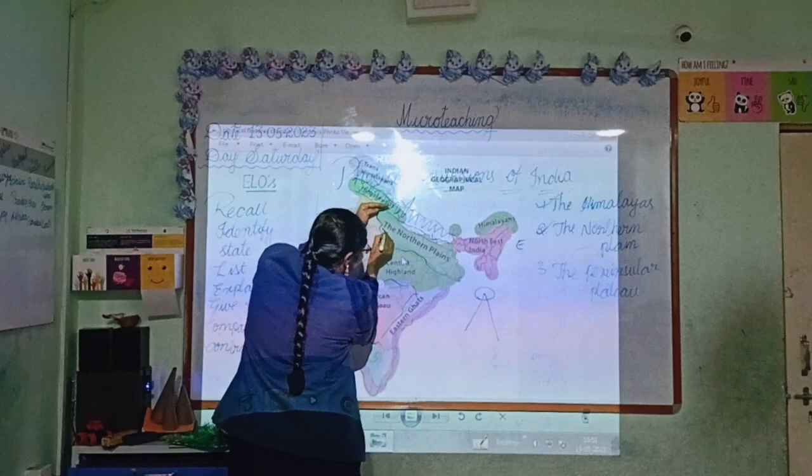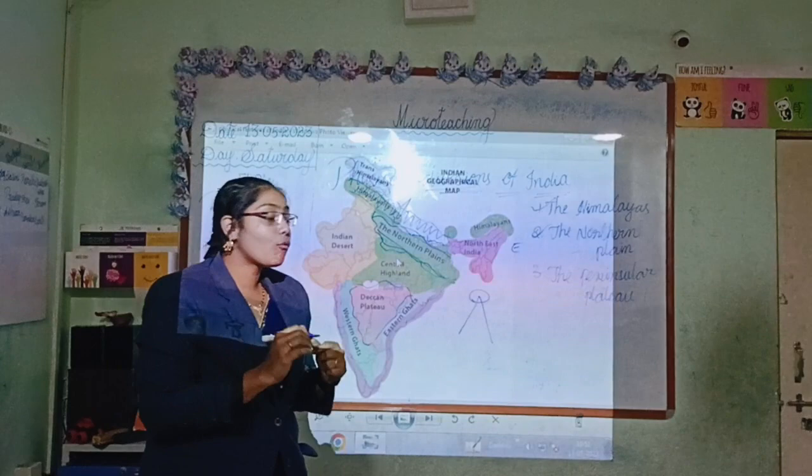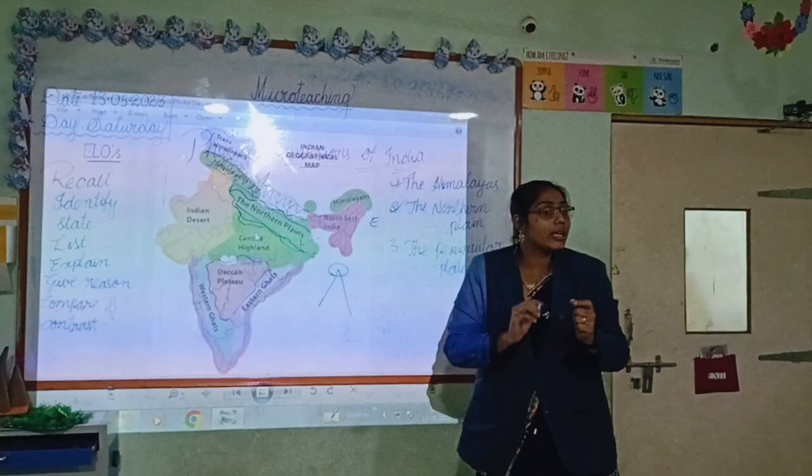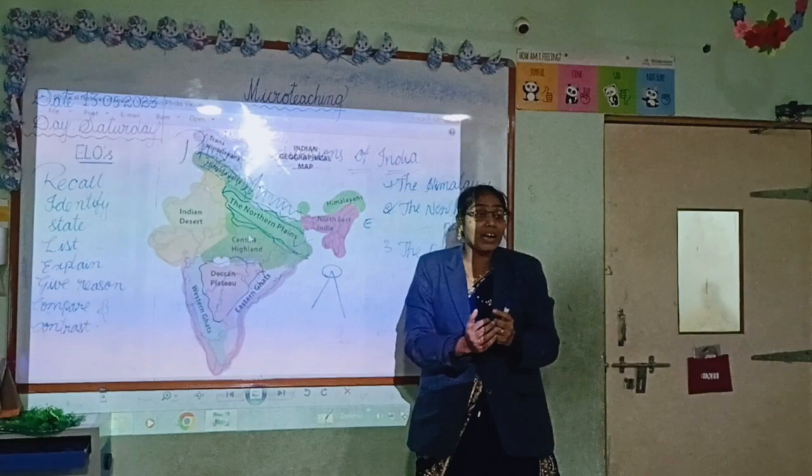Observe this region. So, what are the Northern Plains? A vast stretch of flat lands are called Northern Plains. Here the temperature is moderate and the soil is very fertile. Okay, what is the moderate temperature? See my dears, when you go to the Himalayas, how will the climate be there?